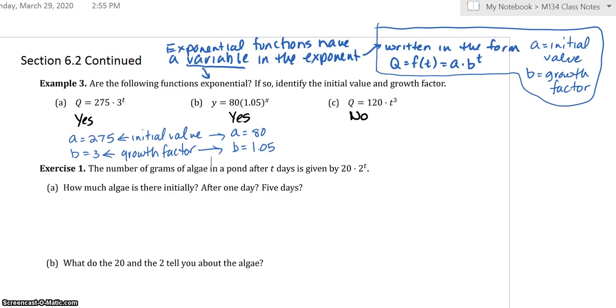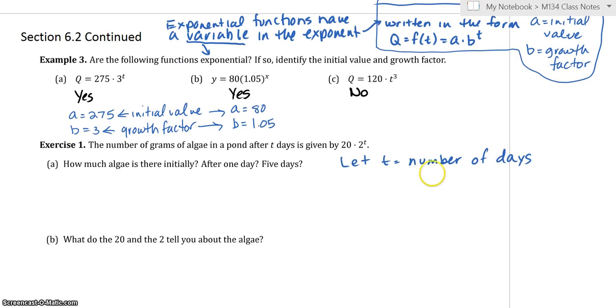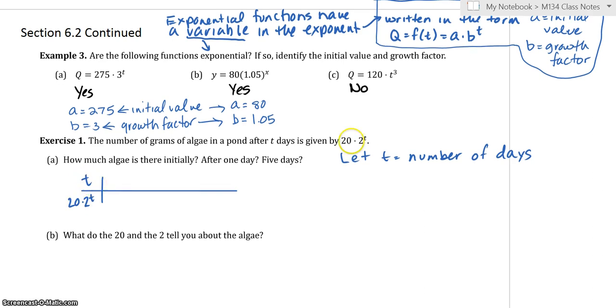Okay, so how much is there initially? So I'm going to let t be the number of days, and I'm just going to make a chart comparing t with our expression in this case. So initially means when t is 0, which we already know is the 20. You can see, if I plug in a 0, this would be 20 times 2 to the 0, and 2 to the 0 is 1, so it's indeed 20. What about after 1 day? The answer should be 40. Plugging in a 1 there.